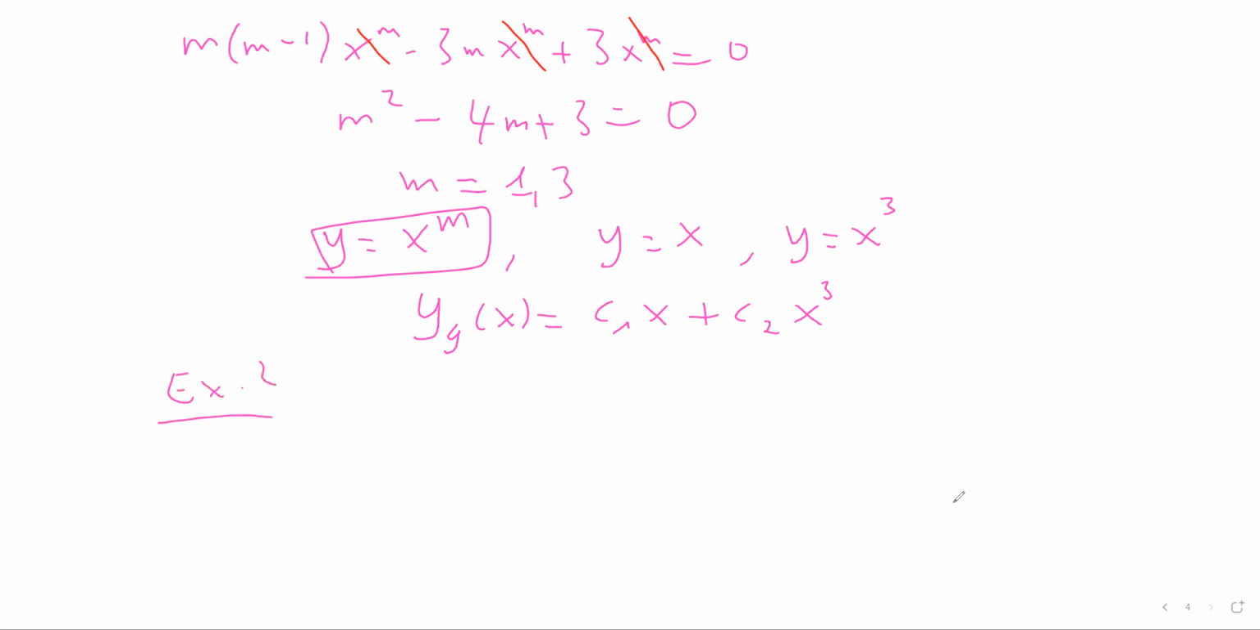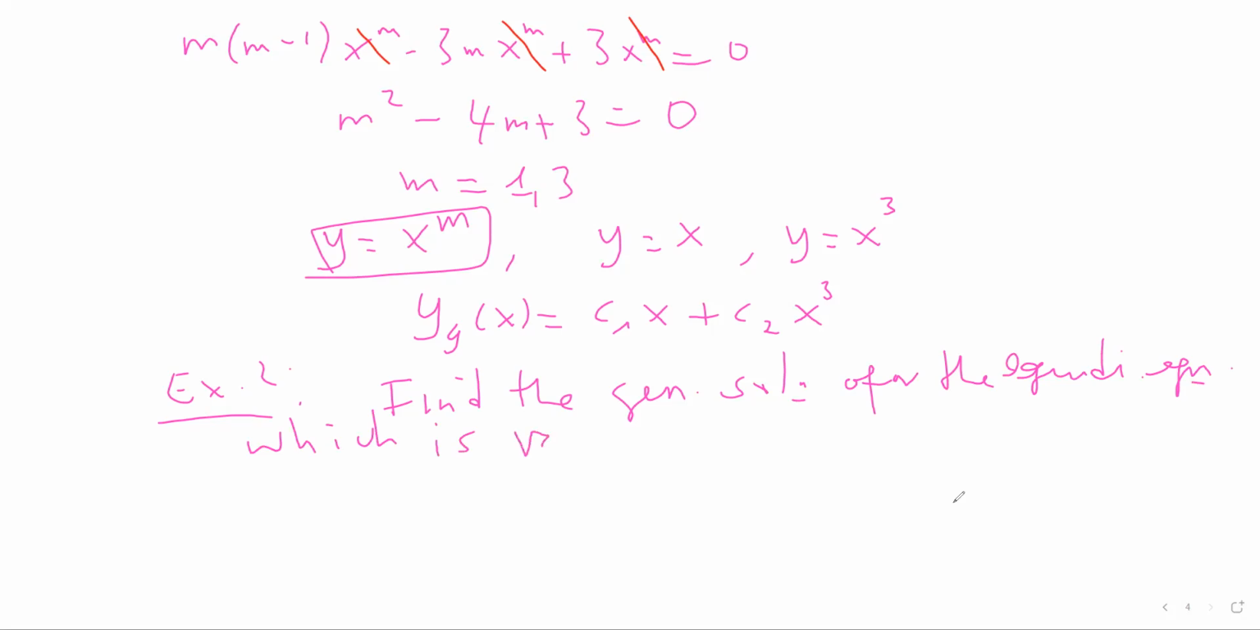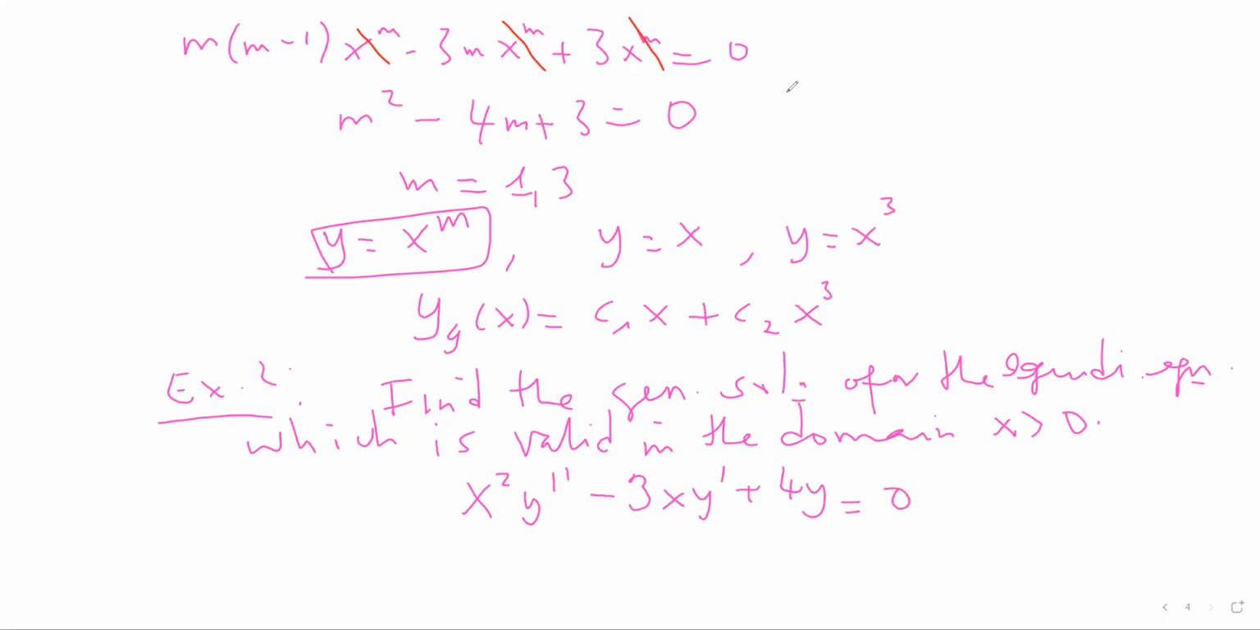Example 2. Find again the general solution for the equidimensional equation, which is valid in the domain x greater than 0, given by x squared y prime prime minus 3x y prime plus 4y is equal to 0. And let's call this A. So, solution.